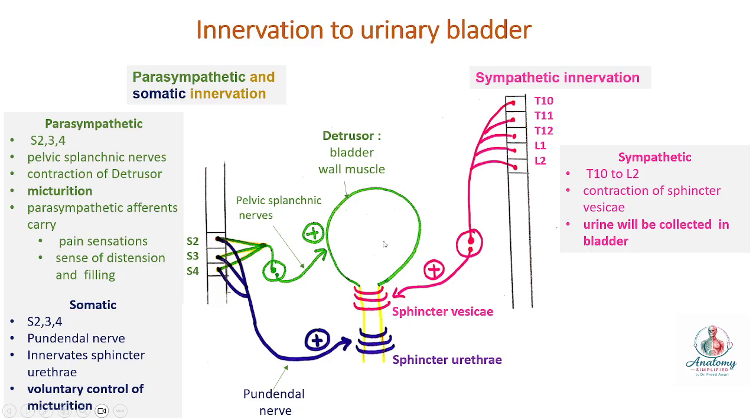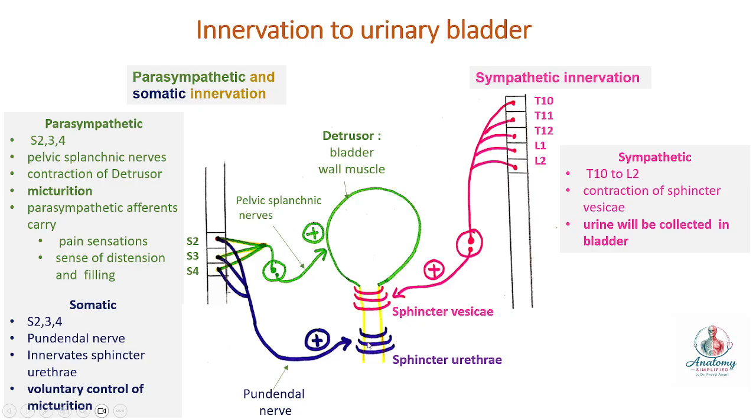Now, what is the function of these blue colored somatic fibers? These somatic fibers are supplying the skeletal muscle. Which skeletal muscle is here? The sphincter urethrae. It's a part of the urogenital diaphragm and it is present around the urethral opening in females. In males, it will be present in the urogenital diaphragm, around the membranous part of the urethra. So this is called the sphincter urethrae.